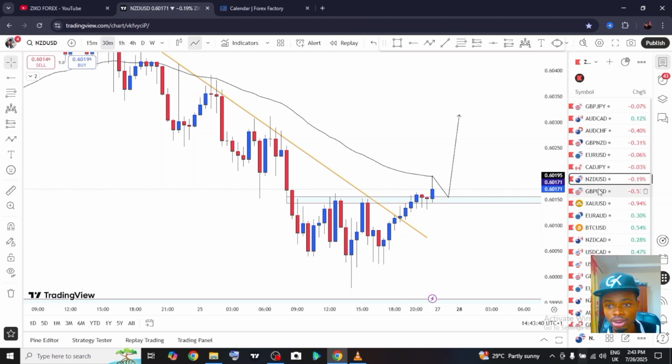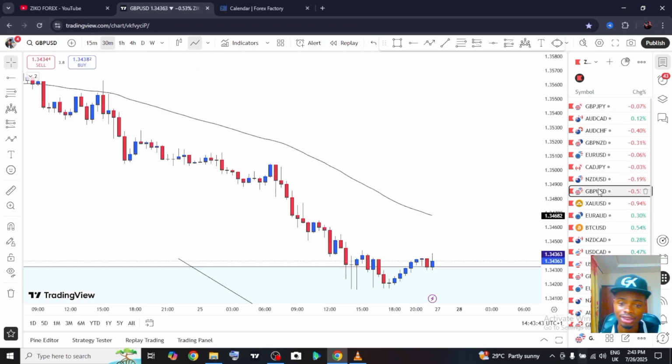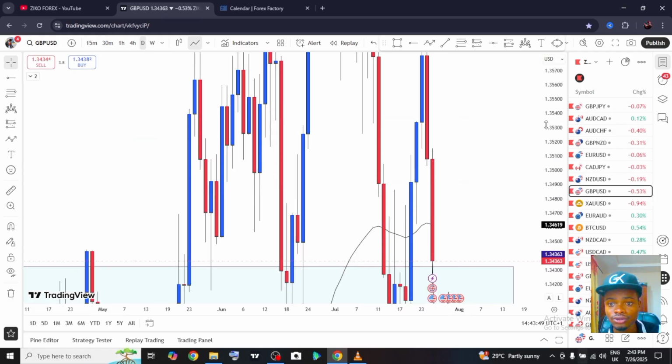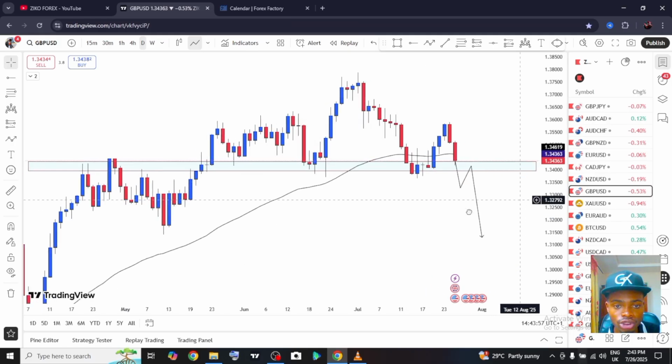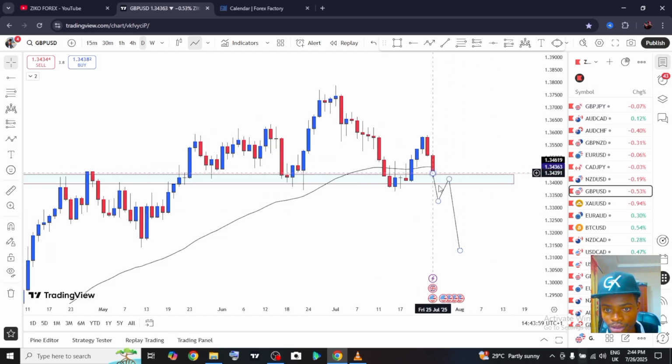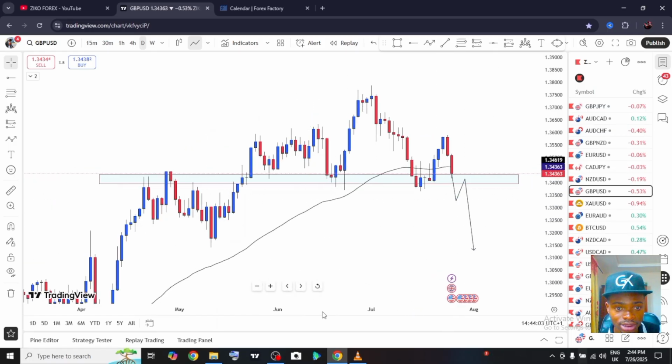Now the last pair for the week is GBP USD. It's basically the same trade as Euro USD. The only difference is that this trade actually looks very clean on the daily time frame, right? You can see we have left head, right shoulder on the daily time frame, but we have still not broken the neckline. So what we'll be looking for this week is for price to break and retest for us to take this trade. As you can see, we have a clean area of interest.